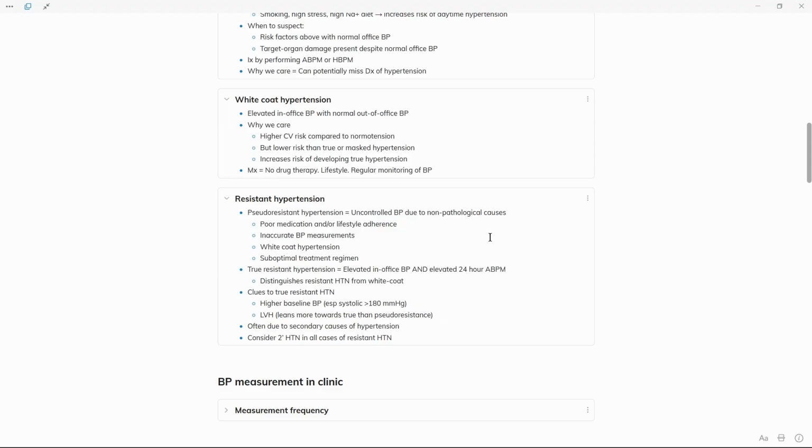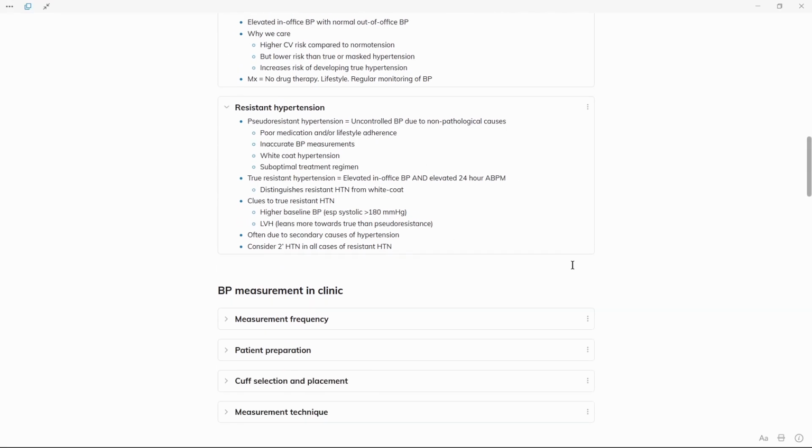contribute to pseudo-resistant hypertension. So the patients are really adherent to lifestyle, they're really adherent to their medications, you measure their blood pressure correctly with the correct cuff size, you've ruled out masked hypertension, you've ruled out white coat hypertension, you've treated the patient with optimal doses of optimal antihypertensives, and yet they still don't have a controlled blood pressure, then that is when the patient has true resistant hypertension.